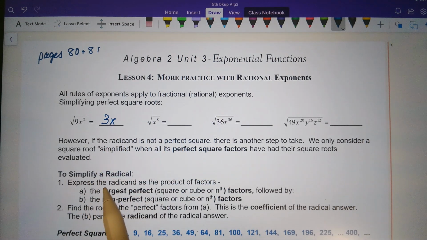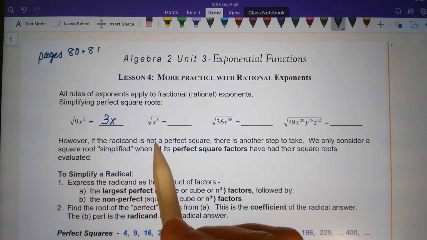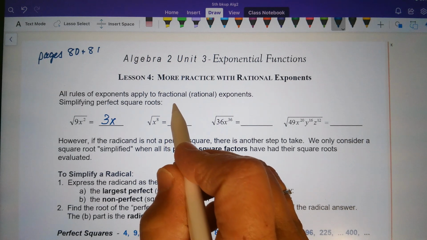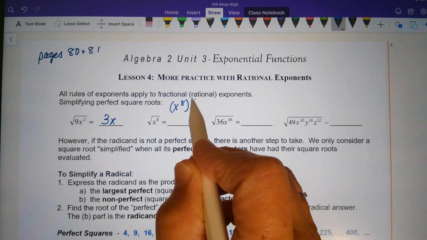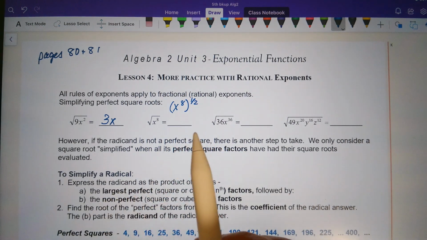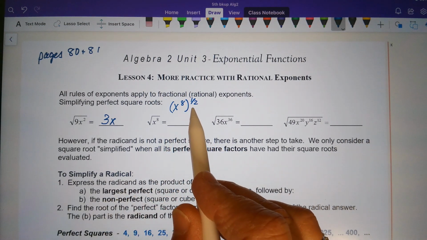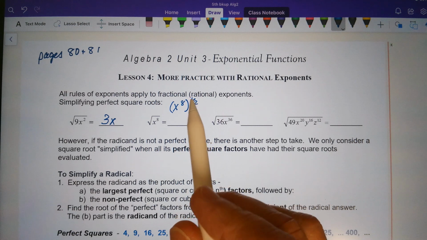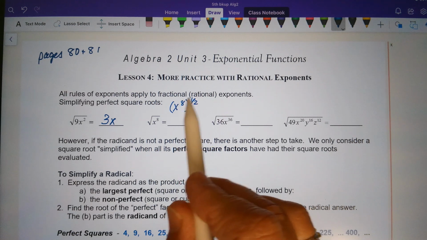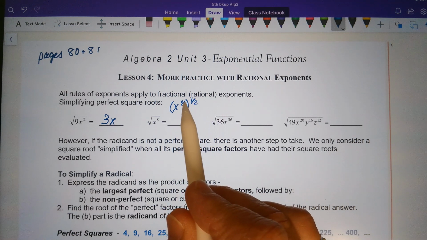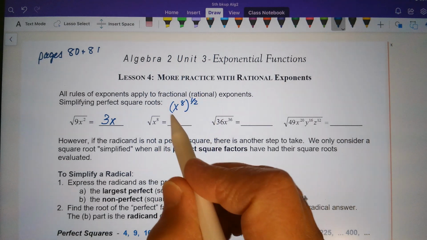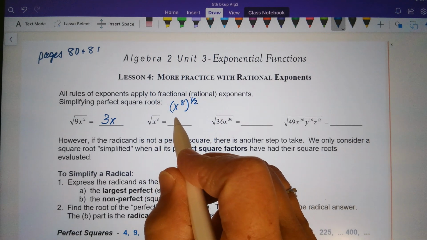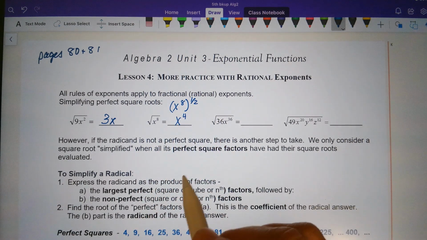What is the square root of x to the 8th? Recall that square root is the same as the exponent 1/2. So if we have x to the 8th raised to the 1/2, a power to a power, we multiply those powers. 8 times 1/2 is 4. So the square root of x to the 8th is x to the 4th.